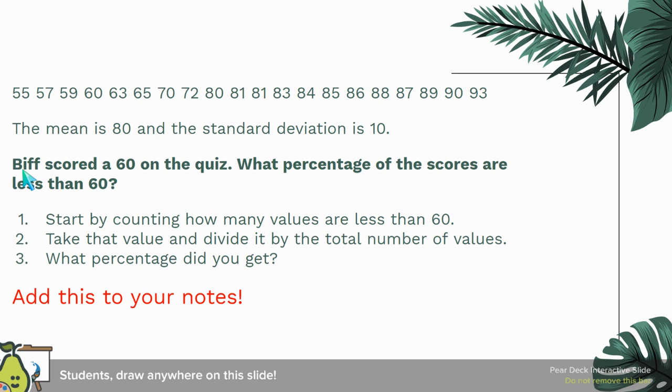So our first practice problem. Biff scored a 60 on the quiz. What percentage of the scores are less than 60? So number 1, start by counting how many values are less than 60. That'll get us started. So identify 60 in our set of data. How many values are less than 60?